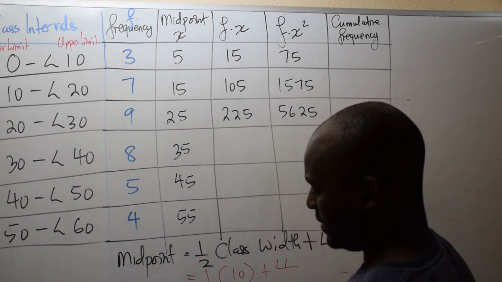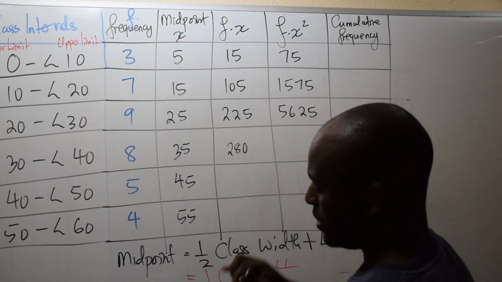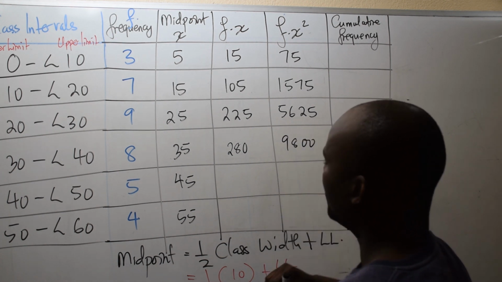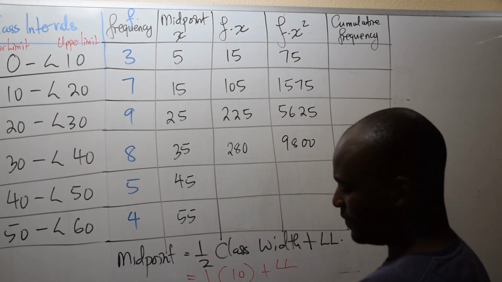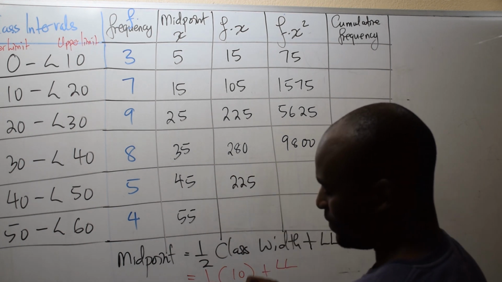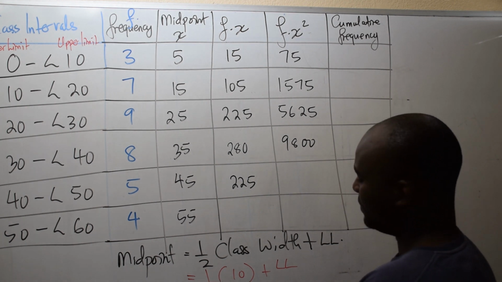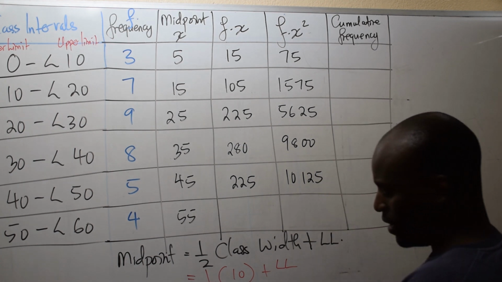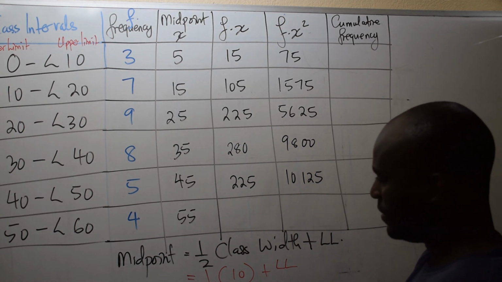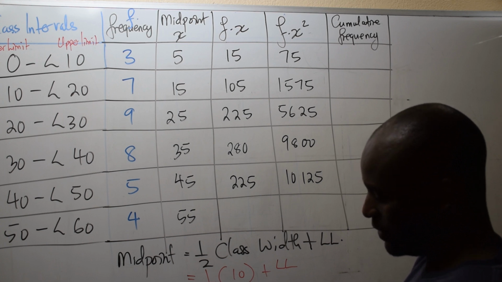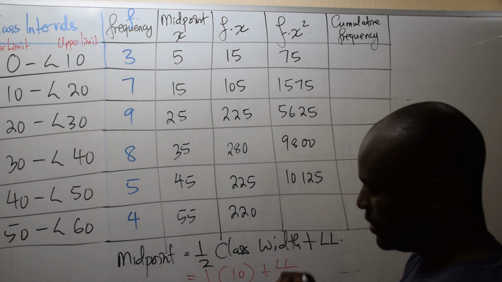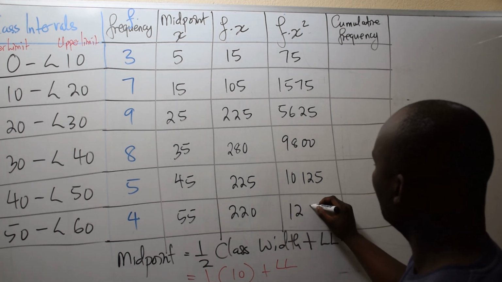and then this is 8 multiplied by 35, which is 280, and then we come back, we play back, this is 9800, and then we get to 5 by 45, which is 225, play back, square the 45, we get 10,125, and then we play back, we go to the 4, multiply by 55, 220, play back, square this, that's 12,100.